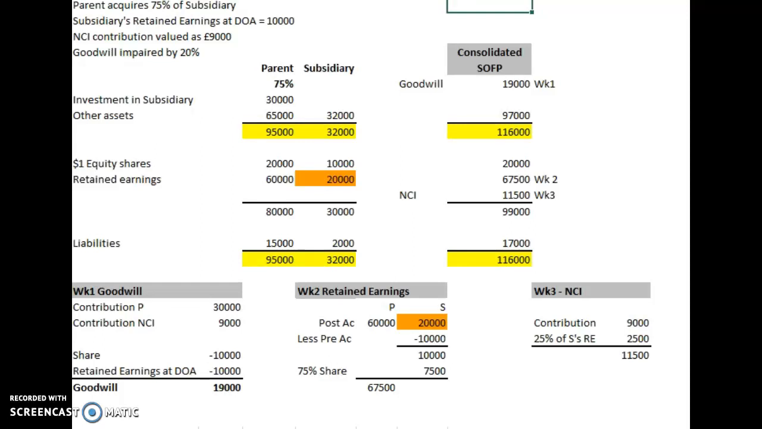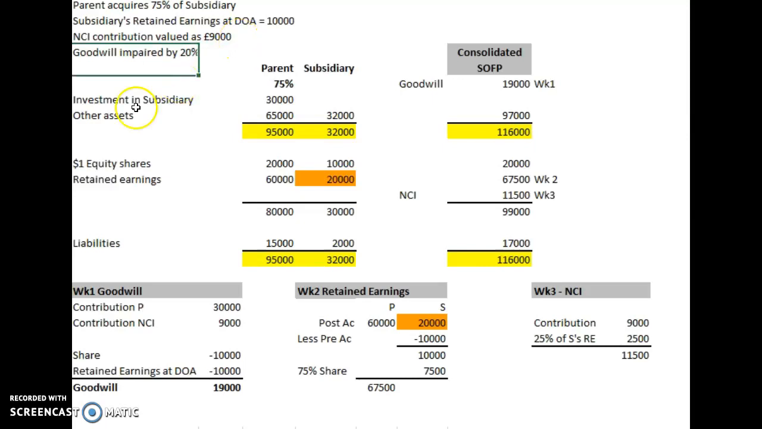We're going to take a quick look at impairment of goodwill. You can see this is the end of the previous question, so I've added in this section here. The goodwill has been impaired by 20%.